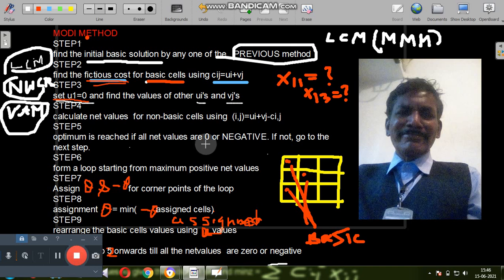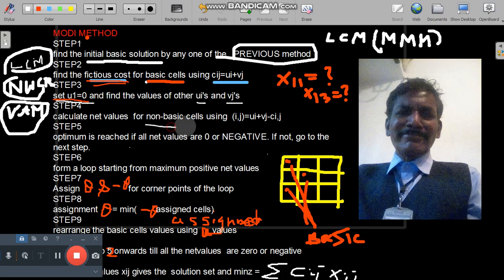It is possible for us to find ui's and vj's. And that is what the next step, step number 3. Now, next one is step number 4. Step number 4 for non-basic cells.